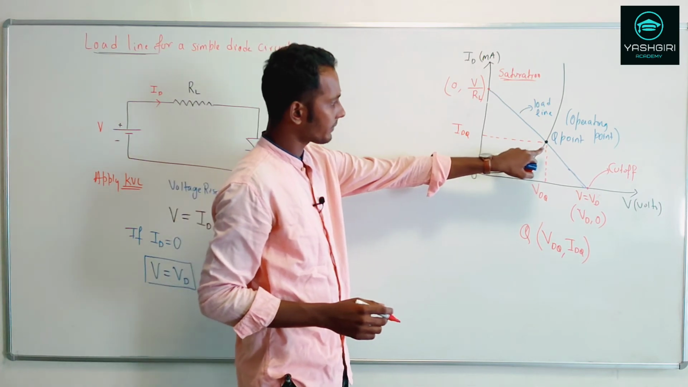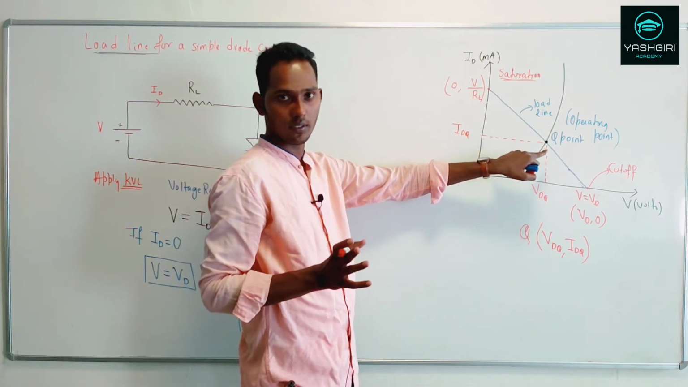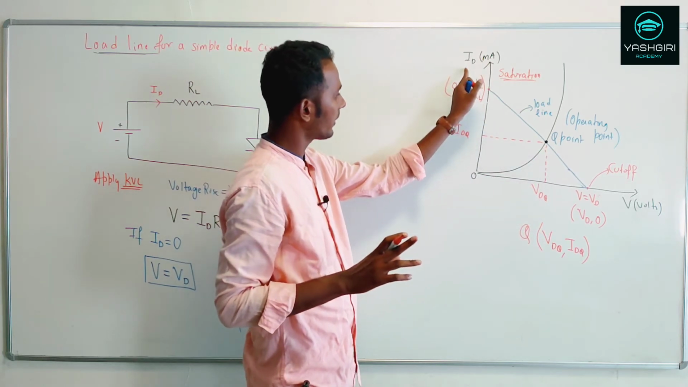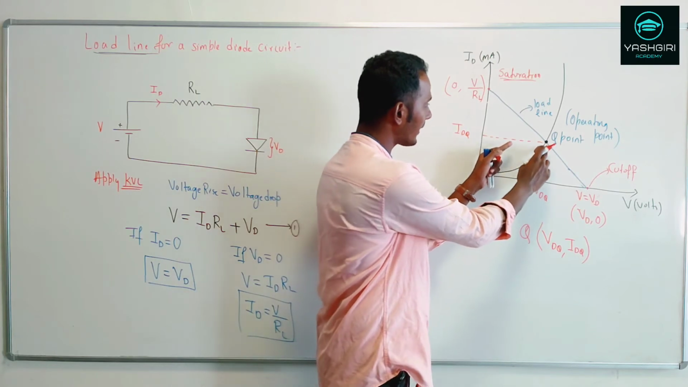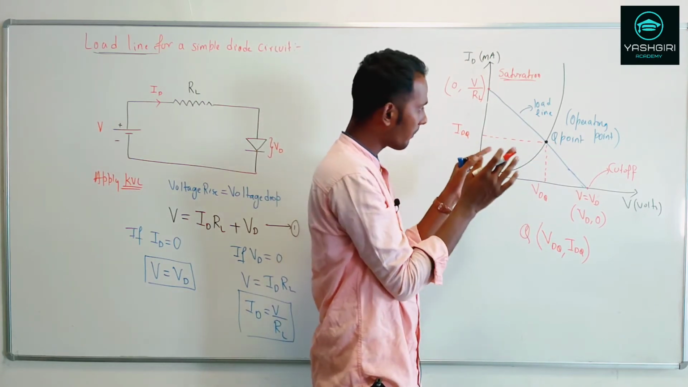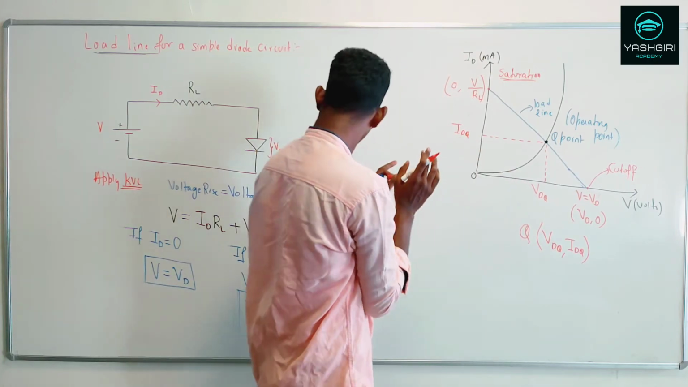Now the Q point tells us about the parameters of both parts of the circuit, parameters in terms of current and parameters in terms of voltage. So we can say that this is the point where both the parameters of the circuit are matched.